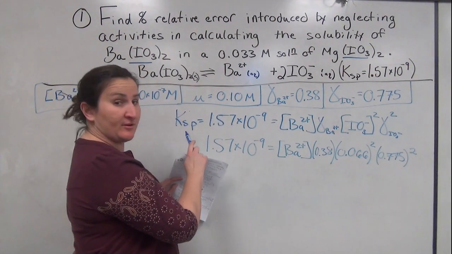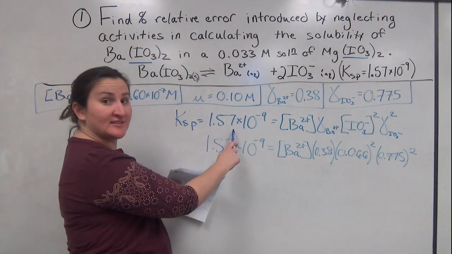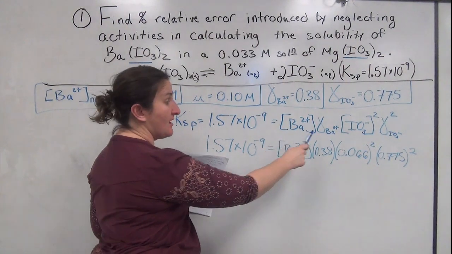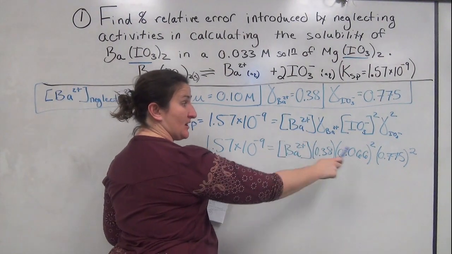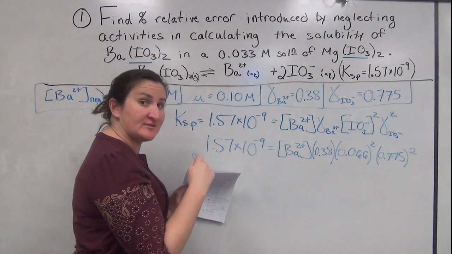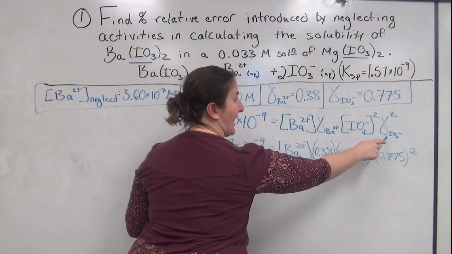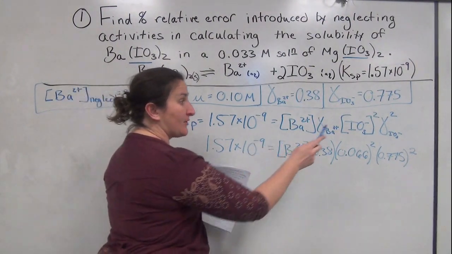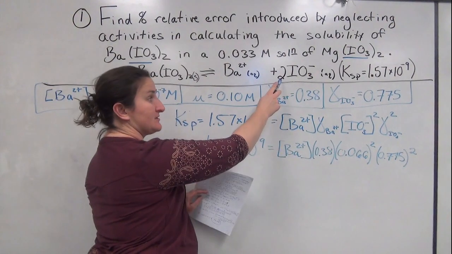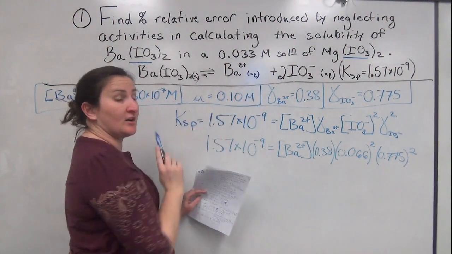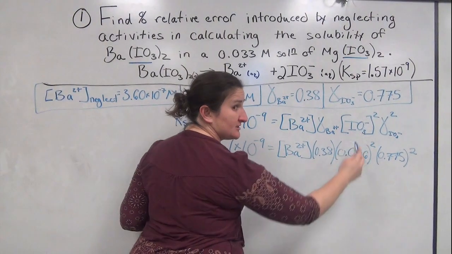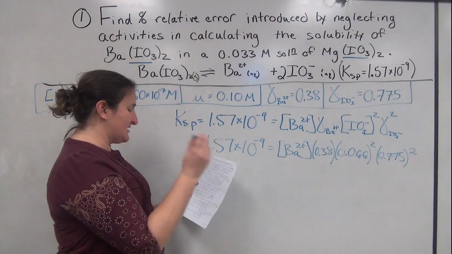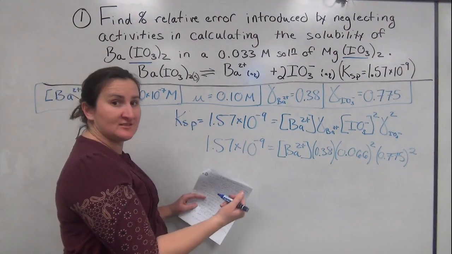So now I've got my equilibrium expression. My KSP equals 1.57 times 10 to the minus 9. That came from the problem. Then barium, that's my unknown. My activity coefficient of barium is known. My iodate concentration is known. Remember, it was 0.066 molar. And my iodate activity coefficient we already found as well. Now remember, because iodate was squared as a coefficient in our equation, you must square both the concentration and the activity coefficient. Don't forget that. Then next, we can just perform the math and solve for barium.